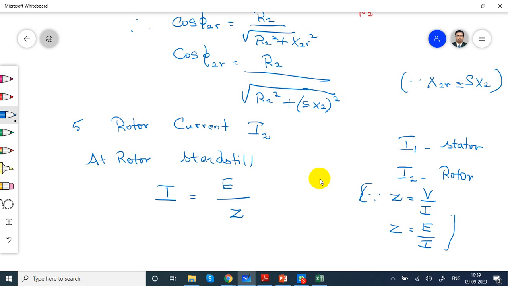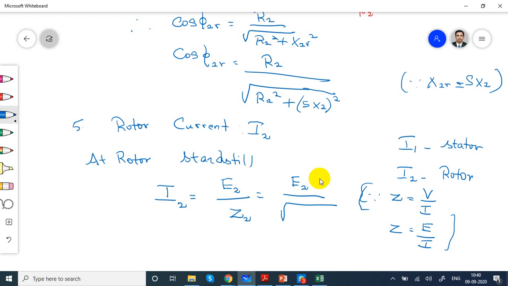This is the basic equation. By using this equation only we are writing I equals E by Z, where E stands for EMF. So here at standstill, I2 equals E2 by Z2. E2 divided by Z2. What is the Z2 equation?